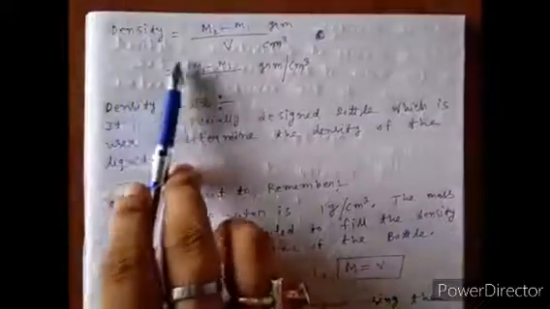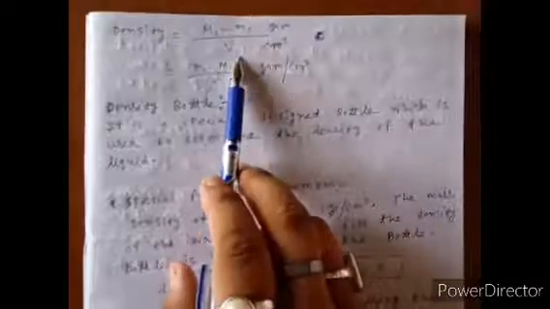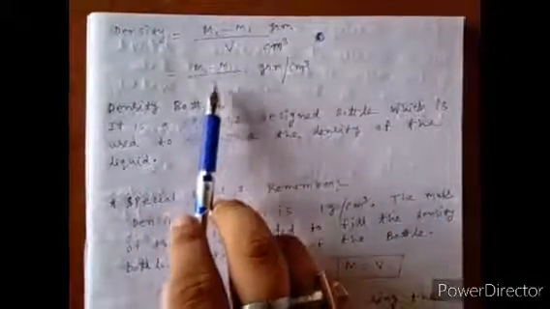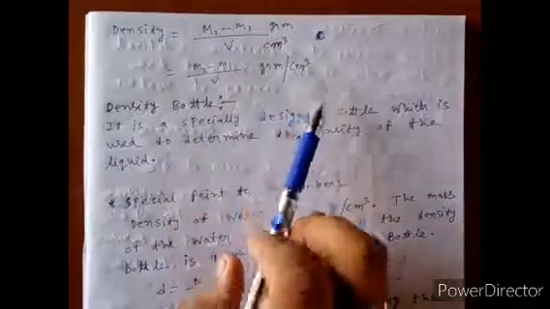Okay, now here is the expression: density equals m2 minus m1, which is the mass of the liquid, divided by V, the volume of the liquid. So density is finally (m2 minus m1) divided by V, gram per centimeter cube. This is the simplest method.